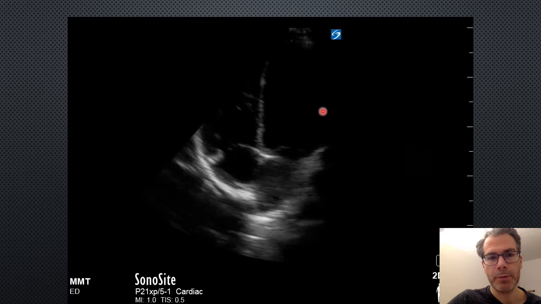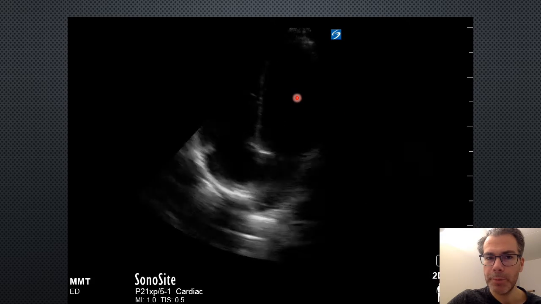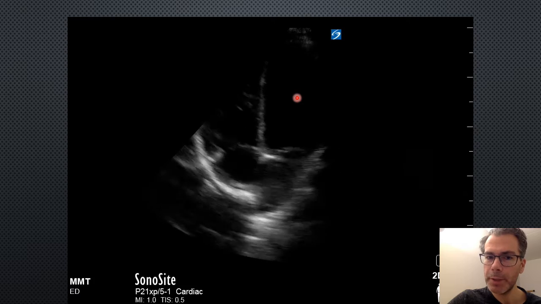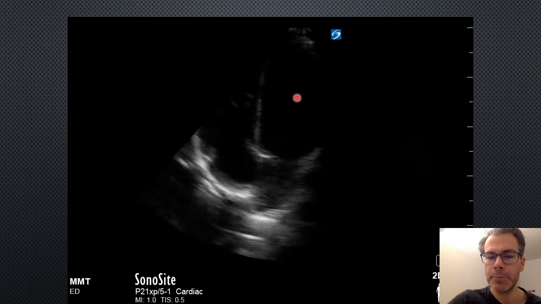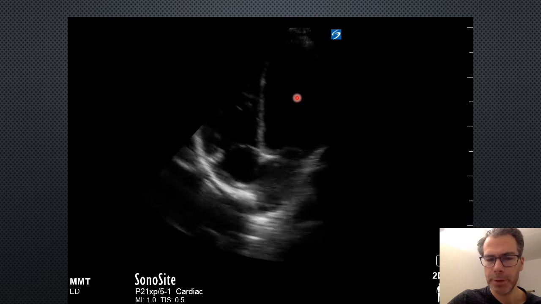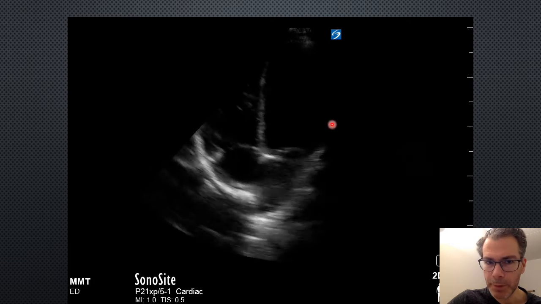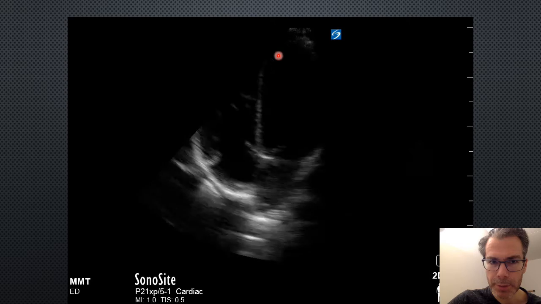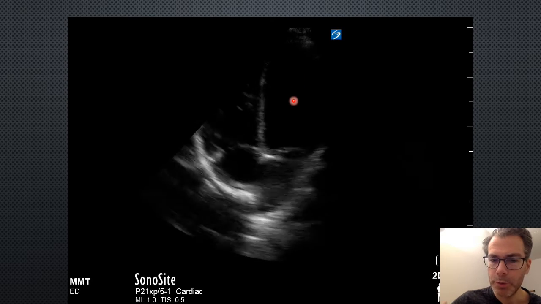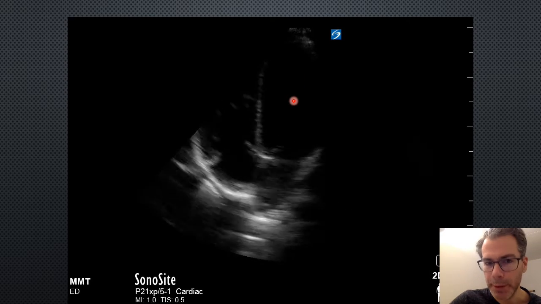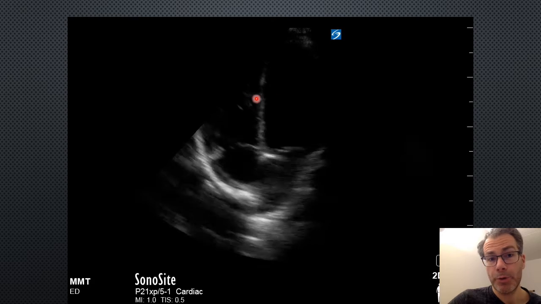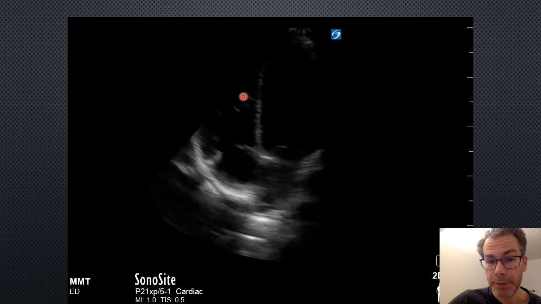So what do you think? If we hover the laser pointer in the middle of the chamber, are the walls coming in normally? No, they're not. It's similar to the parasternal long that we saw earlier. We don't see the free wall very well on this view, but from what we can see of the septum and a bit of the apex, they're not moving in towards the middle of the chamber normally. Also, the RV seems to be equally affected.